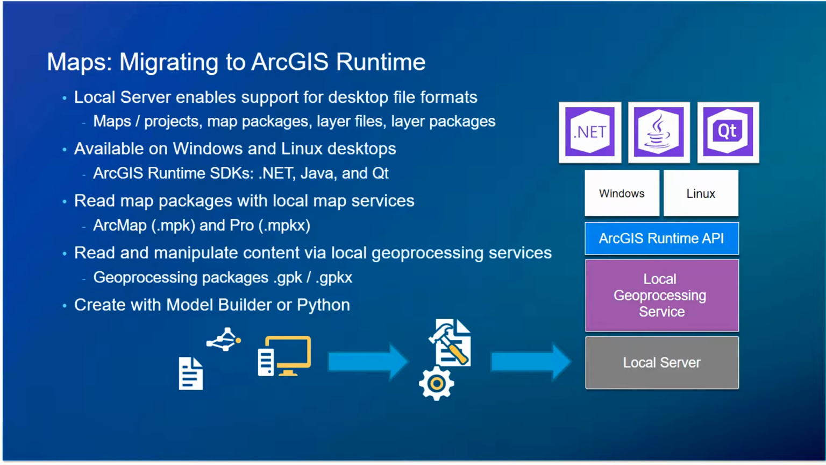So the local server essentially contains the objects from ArcMap, if you like. And so that allows the local server to be able to connect to maps from ArcMap or projects from ArcGIS Pro, map packages, layer files, and layer packages. It's available on Windows and Linux desktops, as I mentioned. Being available on Windows and Linux means that it's included with the ArcGIS Runtime SDKs for .NET, for Java, and for Qt. So it's not available with the ArcGIS Runtime SDKs for Android or iOS.